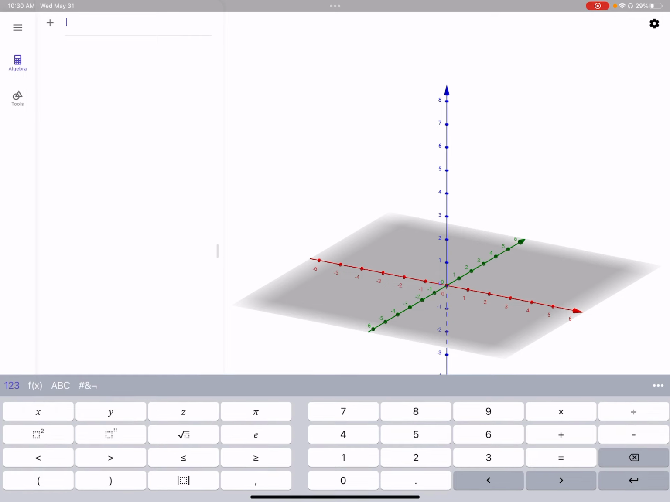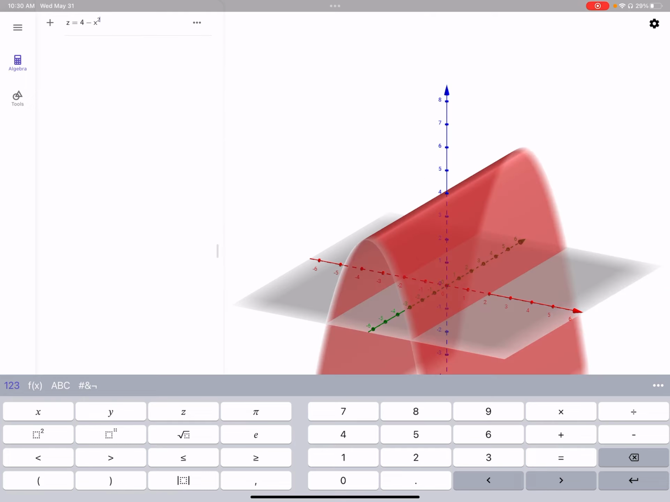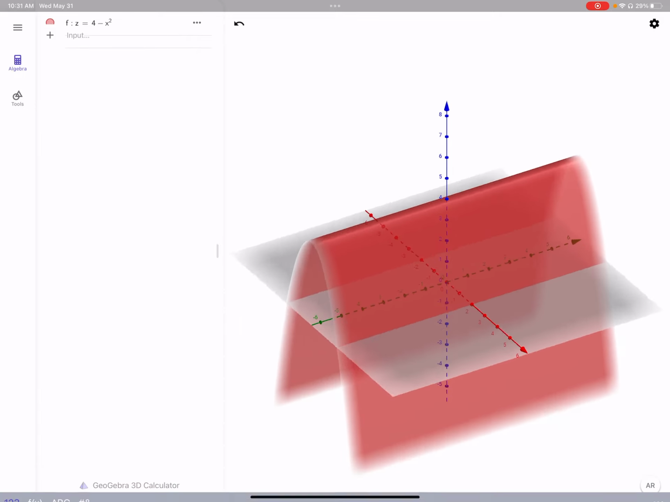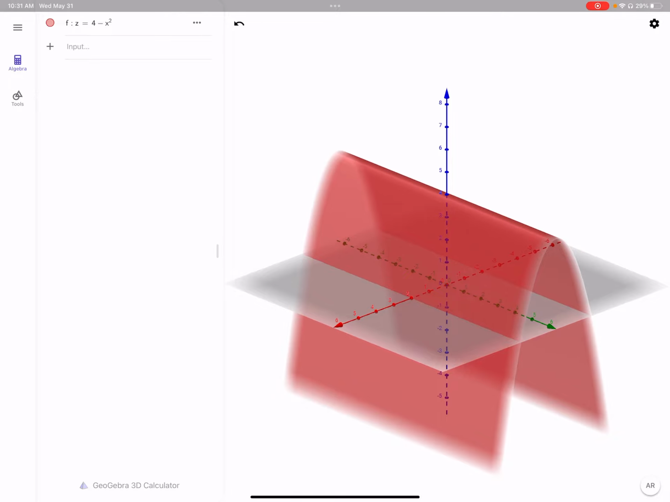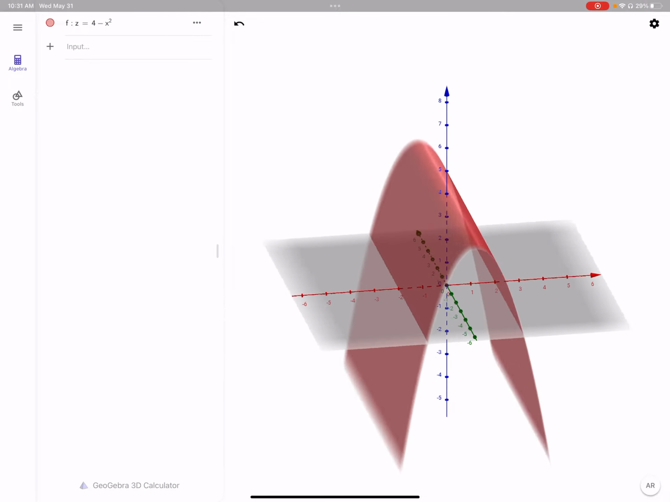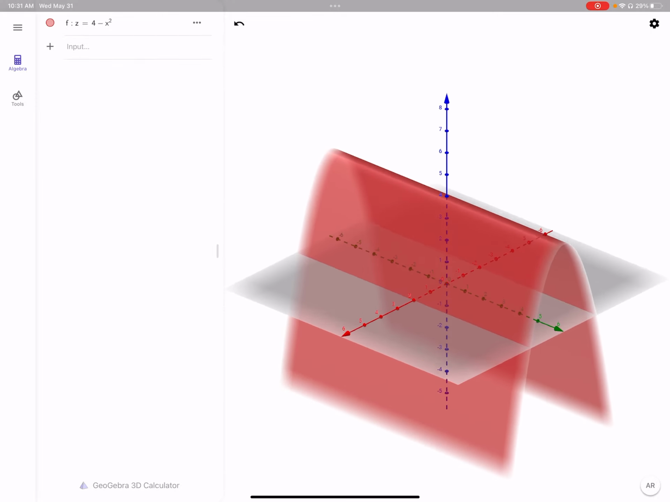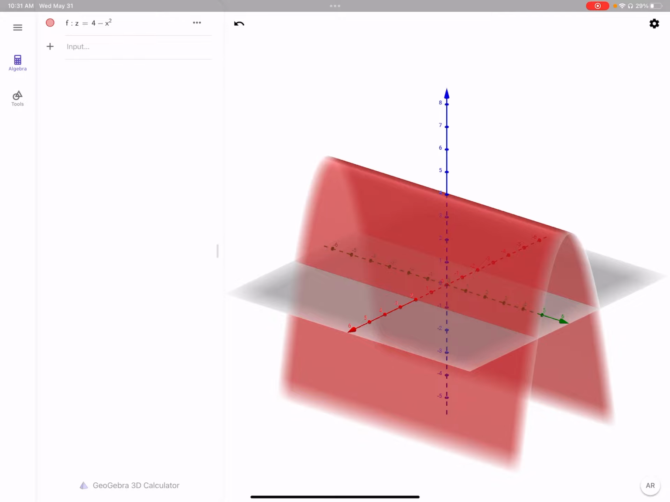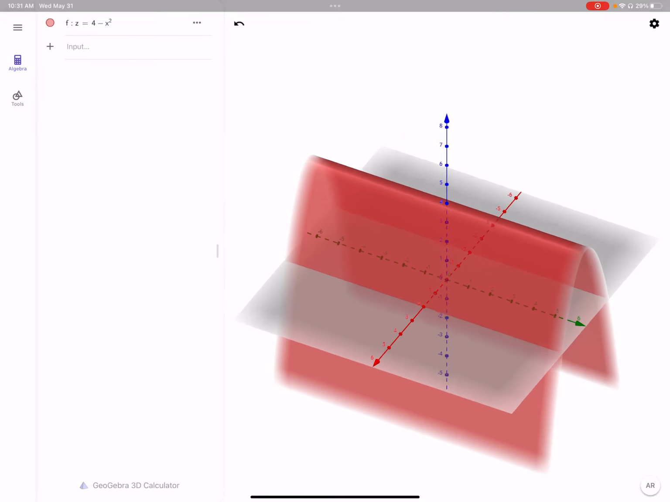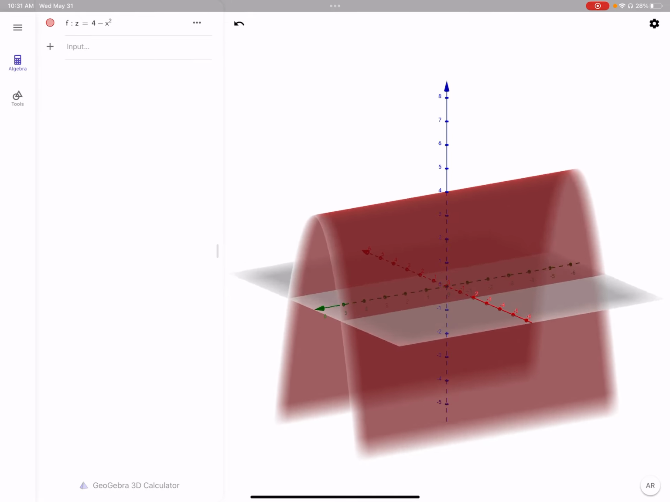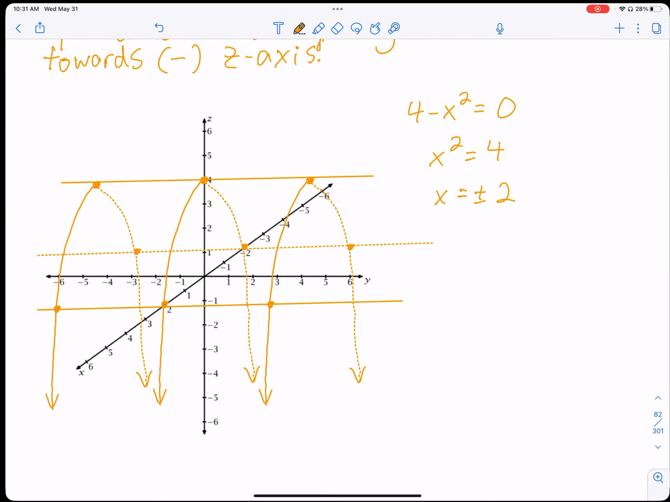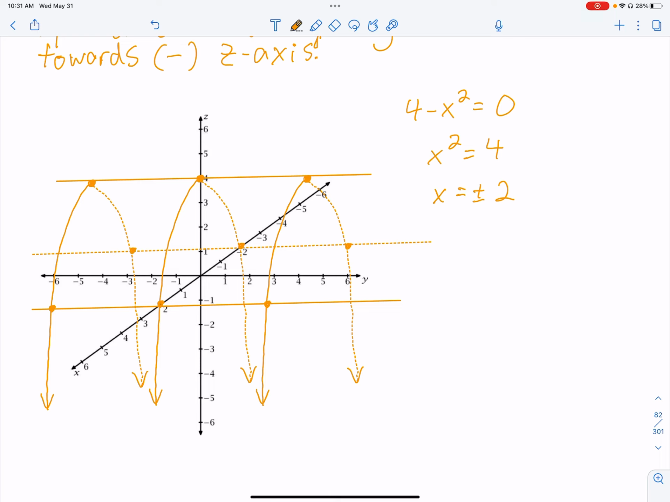So here's GeoGebra. I'm going to type in z equals 4 minus x squared. And there we go, we have a parabola. It looks a little different because they have y sticking out at us, so this would be x sticking out. Let me flip it around so you can see the parabola there. Here's what our picture is supposed to look like. Not too bad. That is our parabola, and there was my best interpretation of it.